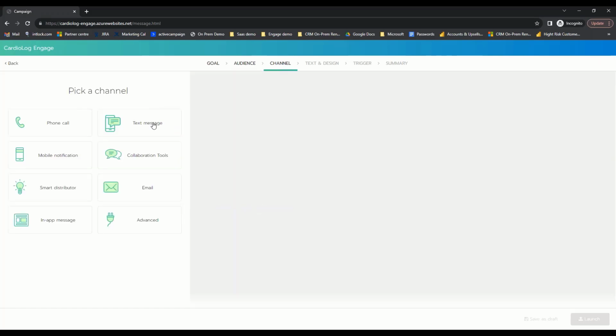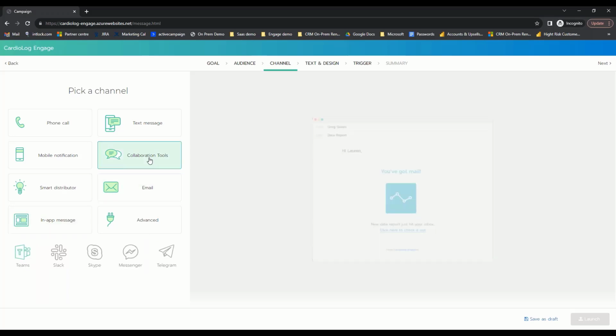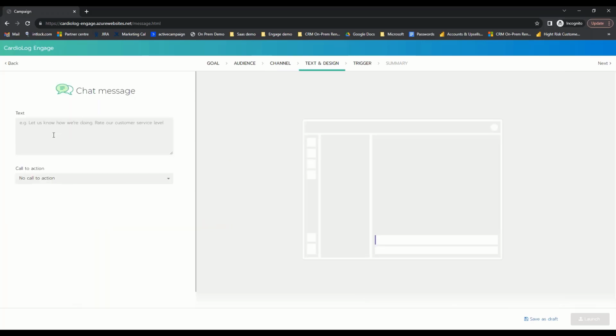You pick a channel. Do I want to send it to them as a text message? Maybe an in-app message right within SharePoint that can show up as a header or a footer. Maybe a quick email or a message right within Teams. You can design that message. You can send them. There could be a call to action. Maybe, first of all, for everyone to understand the meaning of PII, there should be a training session. So then you can ask them to RSVP.